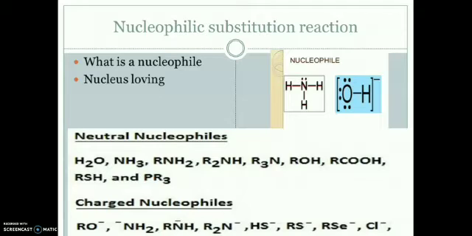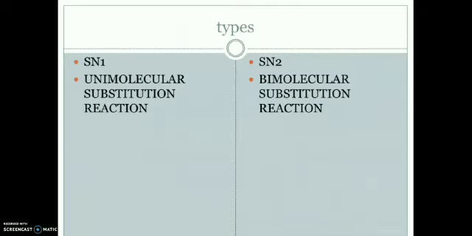Here you can see some nucleophiles. There is ammonia, which contains a lone pair of electrons, and there is OH minus. Here you can see neutral nucleophiles and charged nucleophiles. Every substance which contains a negative charge will come under nucleophiles. Okay, so we'll study in detail the types SN1 and SN2. What do you mean by SN1 and SN2? Let's check.